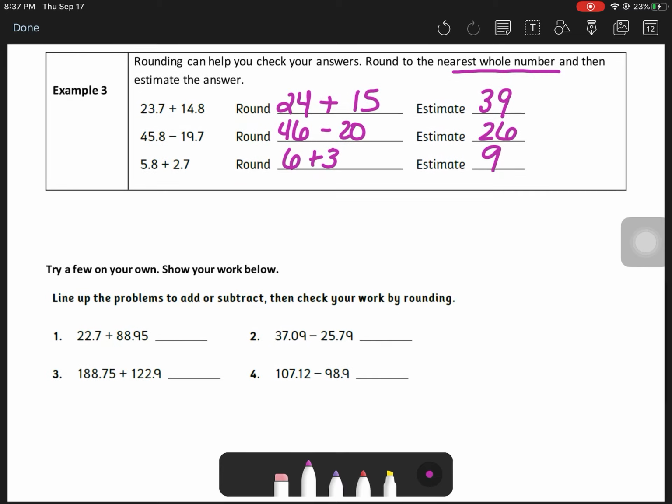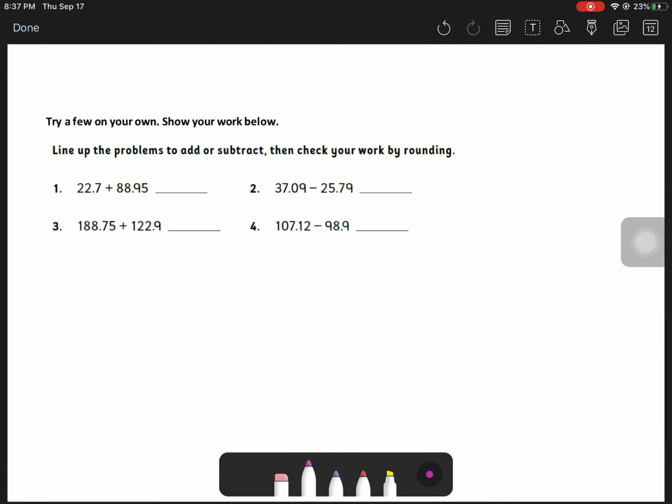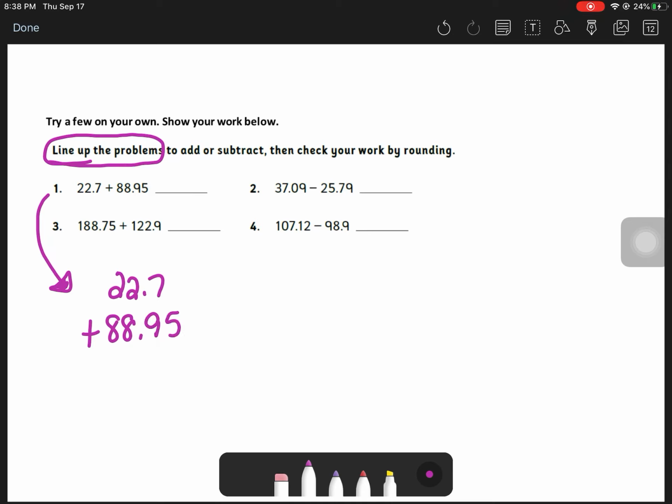In the next examples, these are for you to try on your own, so make sure that you rewrite the problems to line up your decimals before you add or subtract, and then you're going to check your work by rounding. So let's do number 1 as an example. 22.7, and we're lining up the decimal with 88.95. Put our 0 in as our placeholder.